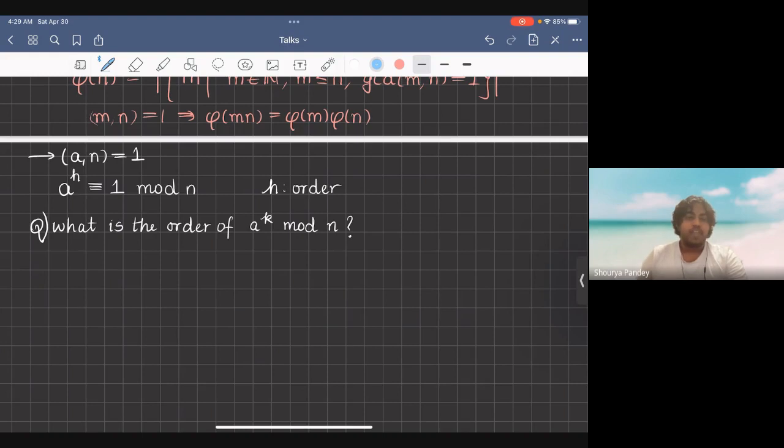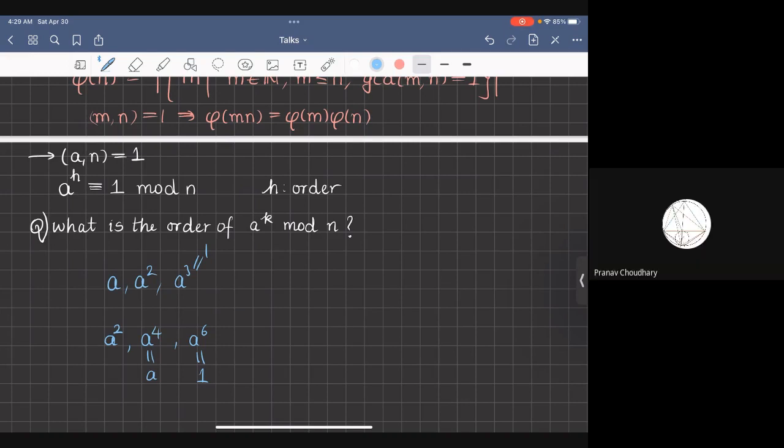If the order of a is 3, then the order of a square will also be 3, right? So for example, if the order of a is 3, that is a cube is 1, and the order of a square will also be 3, right? Because a to the 4 is equal to a, and then a to the 6 is actually 1, so the order of a square is also 3. It's not roughly 3 by 2.